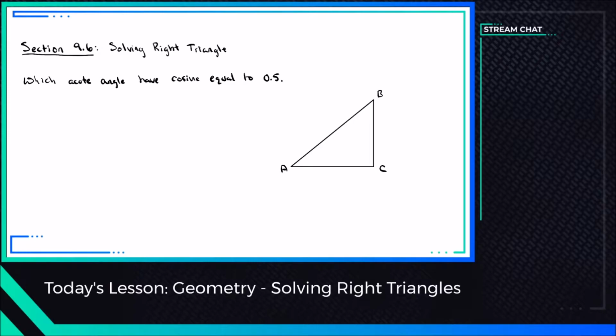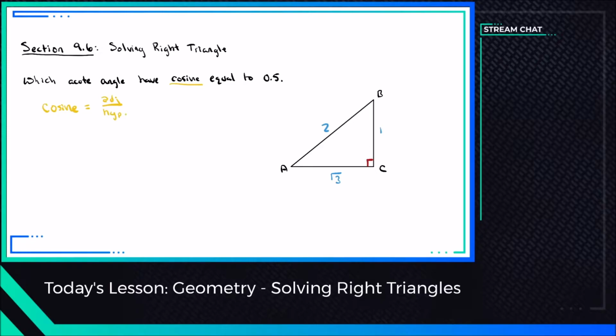And our right angle, you can see, is going to be at angle C. And we're given some side lengths here. So our hypotenuse has a length of 2, our short side has a length of 1, and our longer side has a length of root 3. And now remember, we're looking to see what the cosine is here. So remember that cosine is adjacent over hypotenuse.